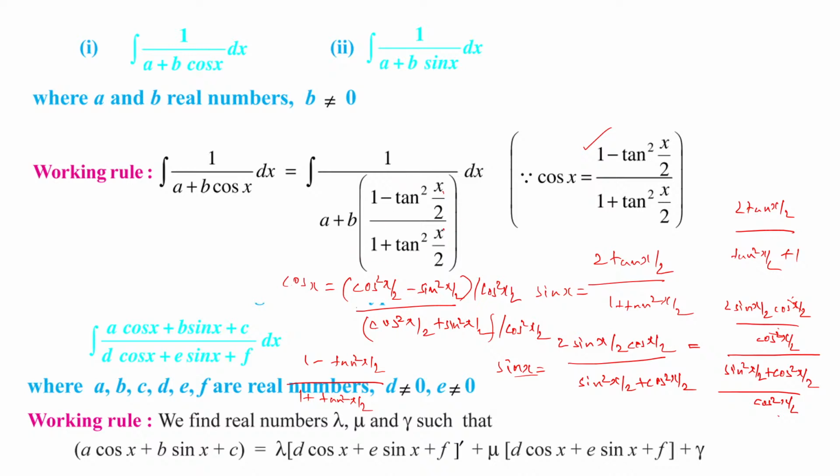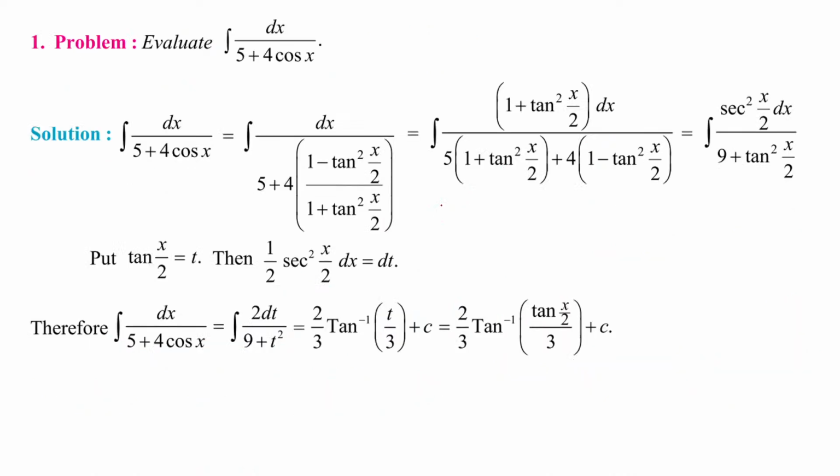Basically, in the numerator we have secant square x by 2 dx, and in the denominator we have some quadratic function in terms of tan x by 2. Let me show you an example. You got some function like this. Now we can always substitute tan x by 2 as t, then secant square x by 2 dx as dt. If you substitute this as t, then the numerator becomes dt. So you are actually converting this into dx by ax square plus bx plus c format. Agreed?